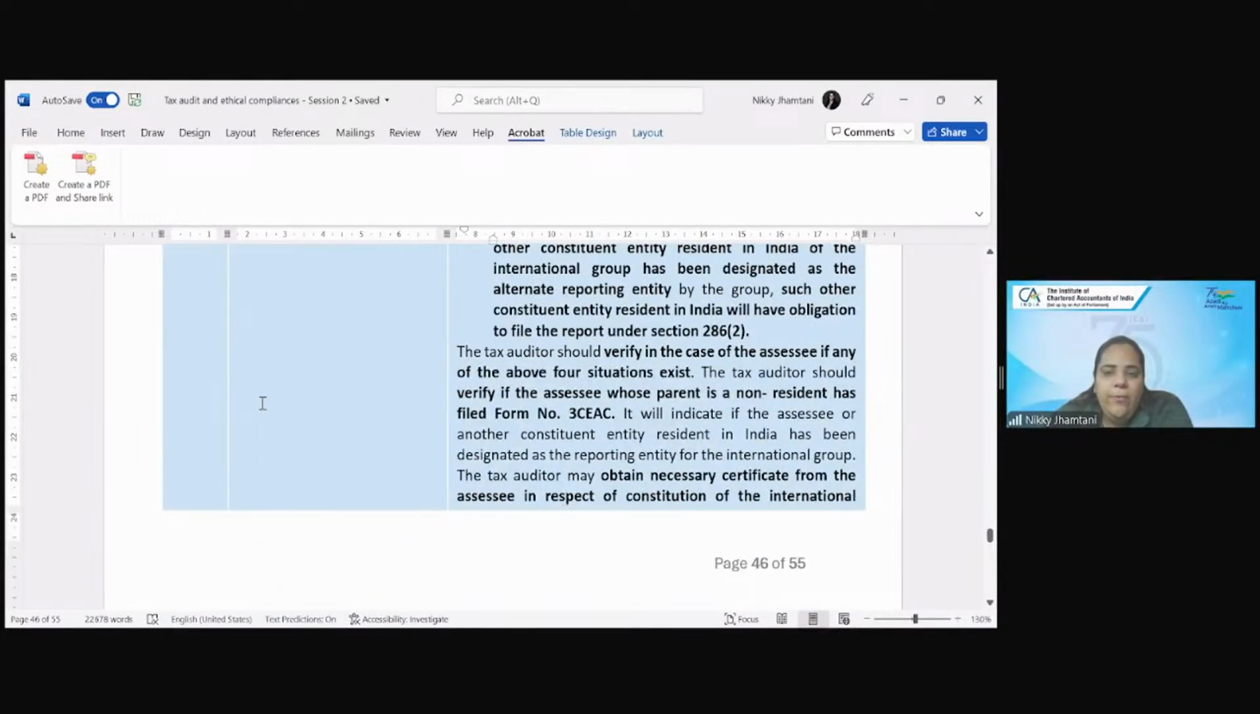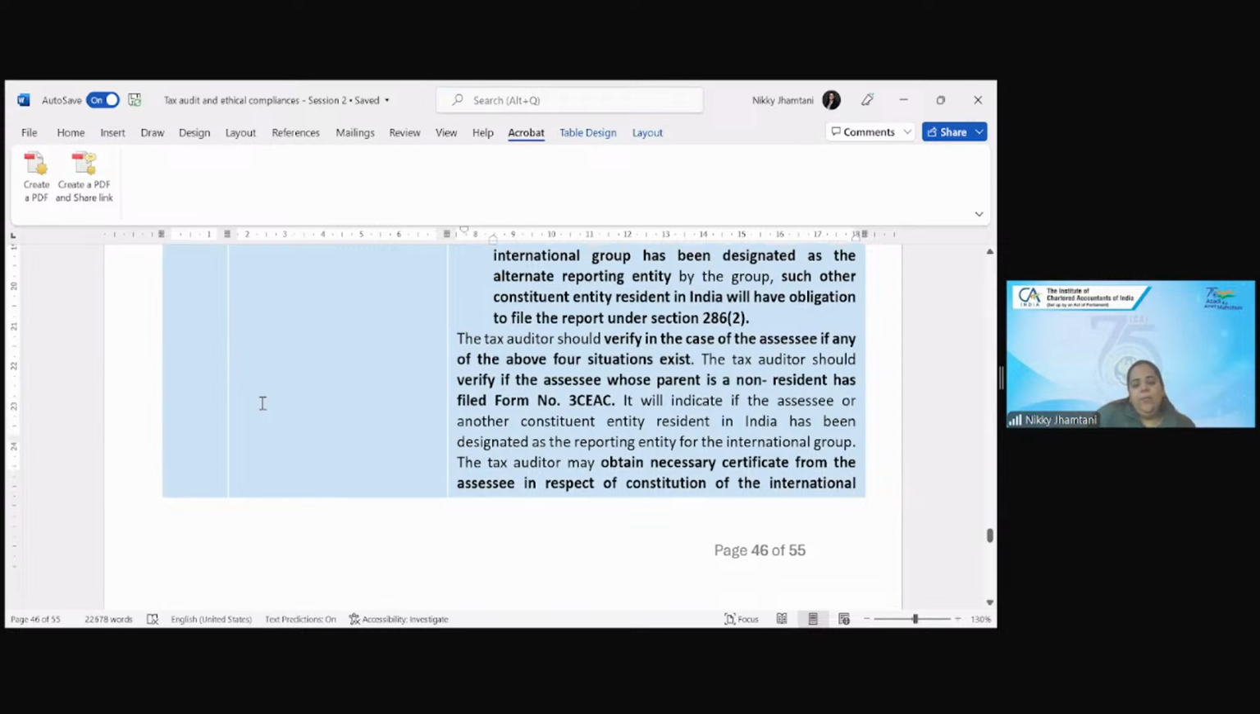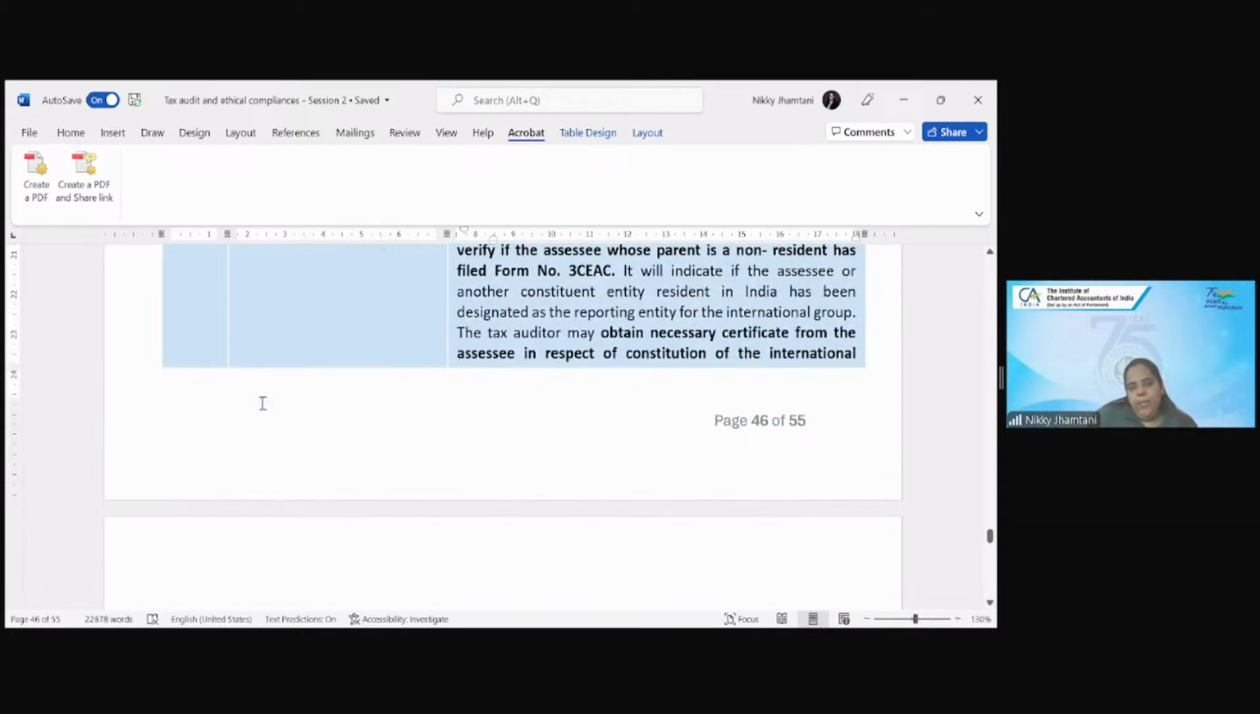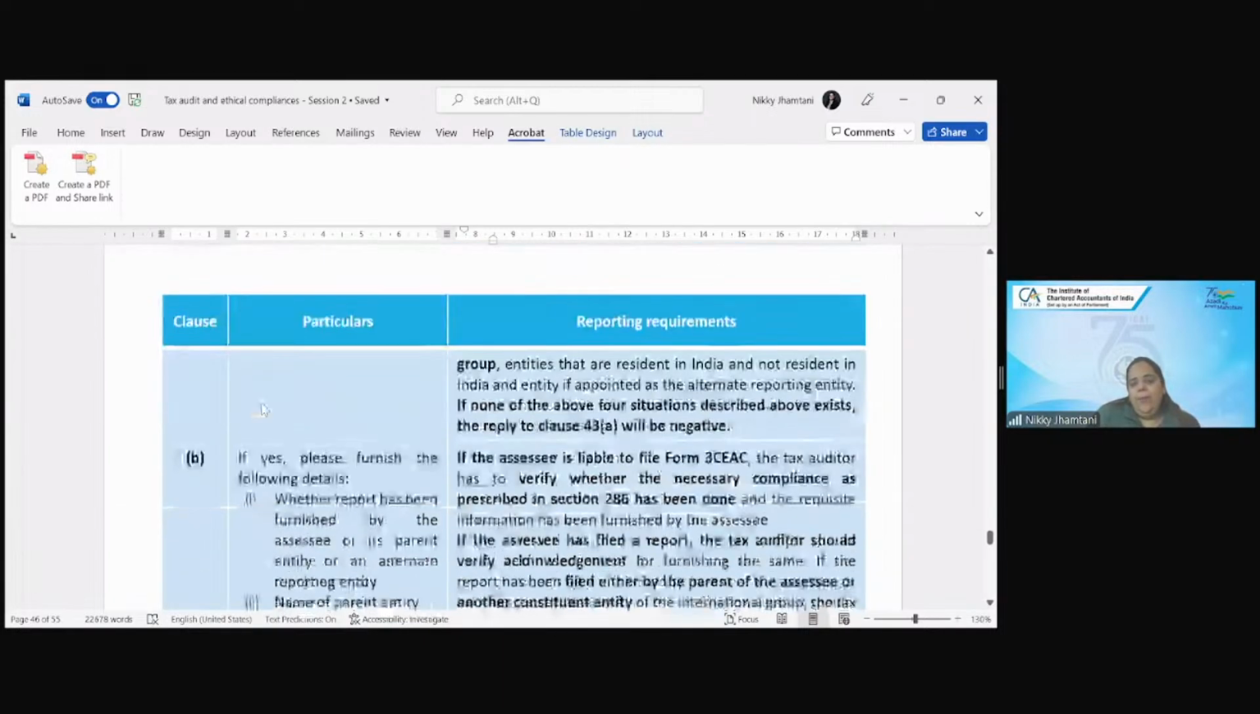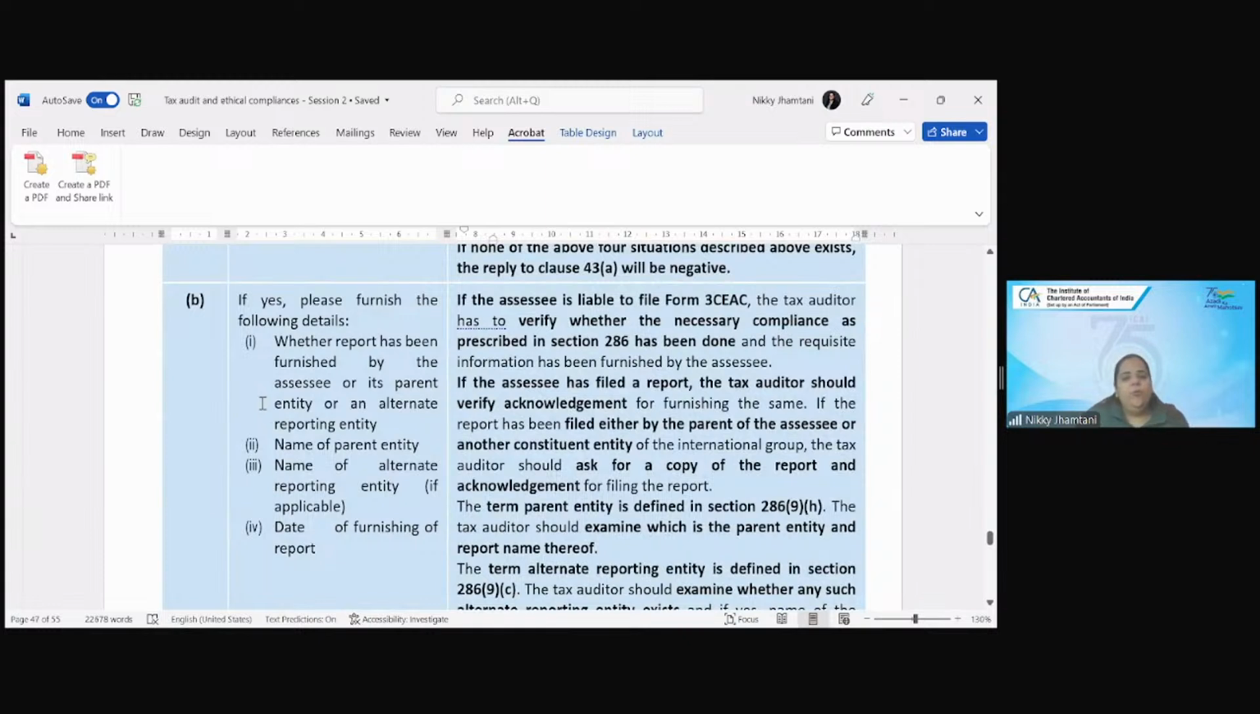Then what does the tax auditor have to verify? So the tax auditor should verify in the case of the assessee if any of the above four situations exist. The tax auditor should verify if the assessee whose parent is a non-resident has filed Form 3AC. Then the tax auditor may obtain necessary certificate from the assessee in respect of constitution of the international group. And then clause B says, if yes, please furnish the following details, which is whether report has been furnished by the assessee or its parent entity or an alternate reporting entity, name of parent entity, name of alternate reporting entity if applicable, date of furnishing of report.